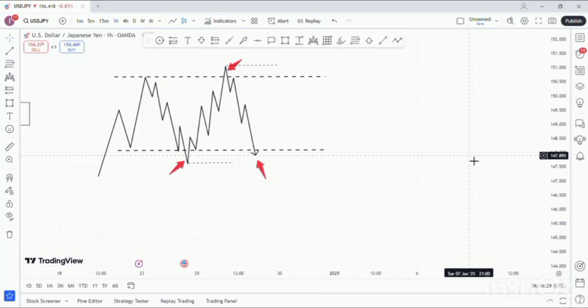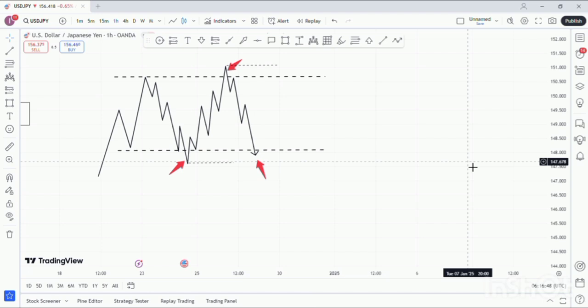Alright guys, so just like we always do, we're going to be using an illustration to explain how and why fake outs happen. So fake outs are simply when price seems to break out of a resistance or a support zone, but it reverses and continues to the direction it was supposed to go.